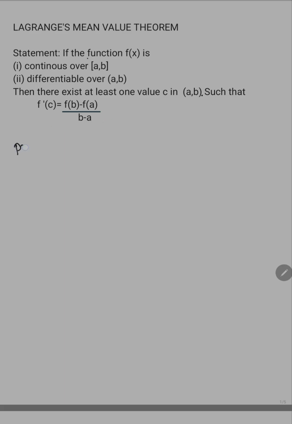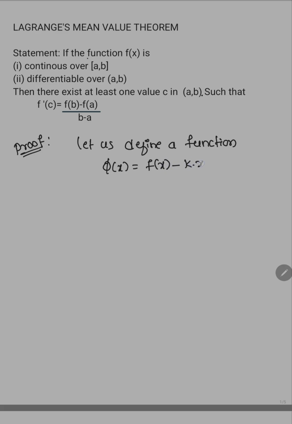So the proof of this theorem is, let us define a function. It is phi of x, so phi of x equals f of x minus k into x, where k is appropriately chosen. Since the function f of x is continuous in the closed interval a comma b and is differentiable over the open interval a comma b.